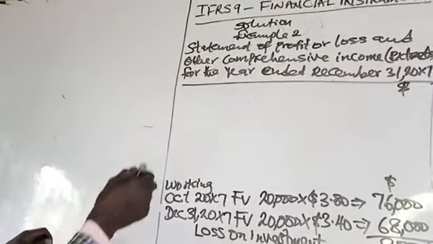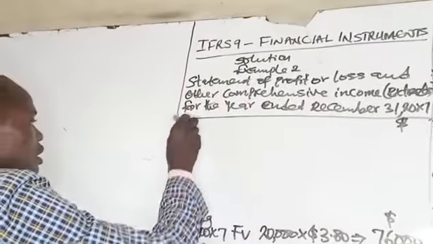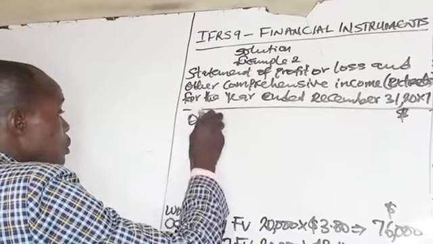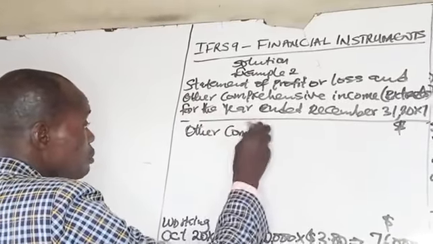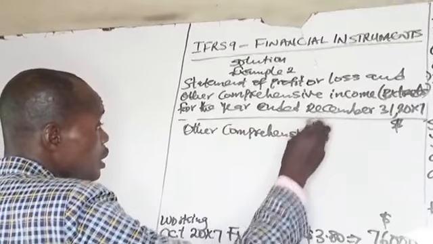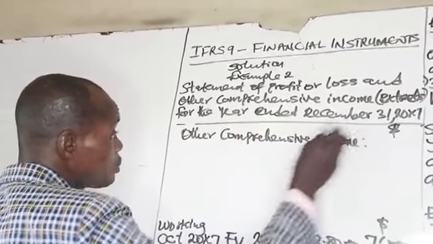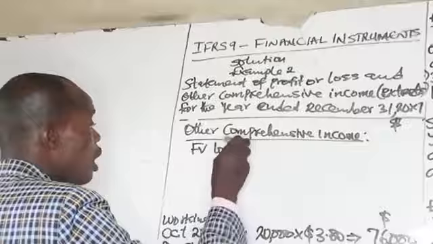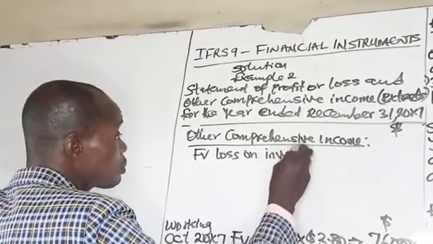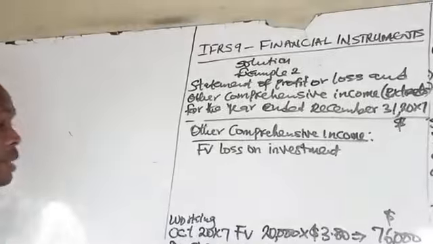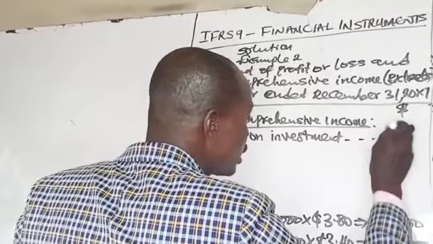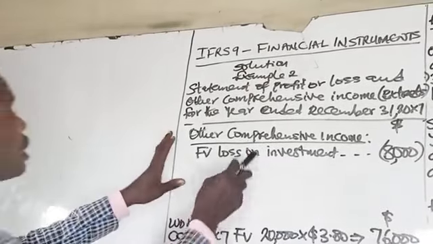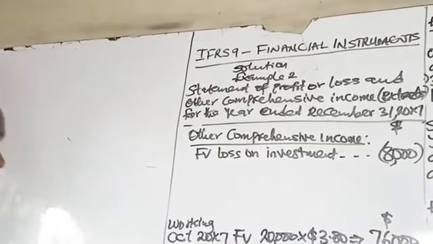So we have fair value loss, that is under other comprehensive income. Now we have fair value loss on investment, or loss on investment, of 8,000. Loss should be subtracted. That is the statement of profit or loss and other comprehensive income extract.